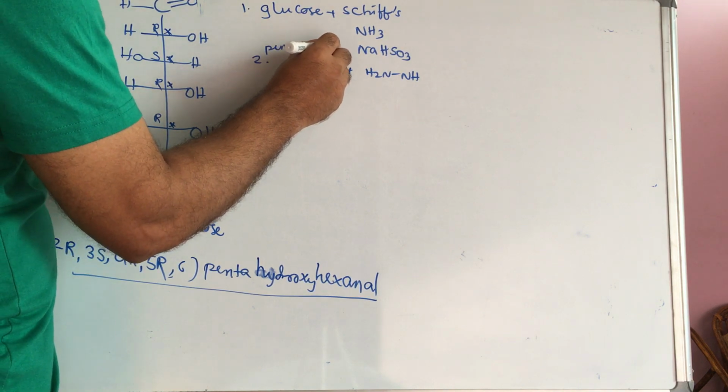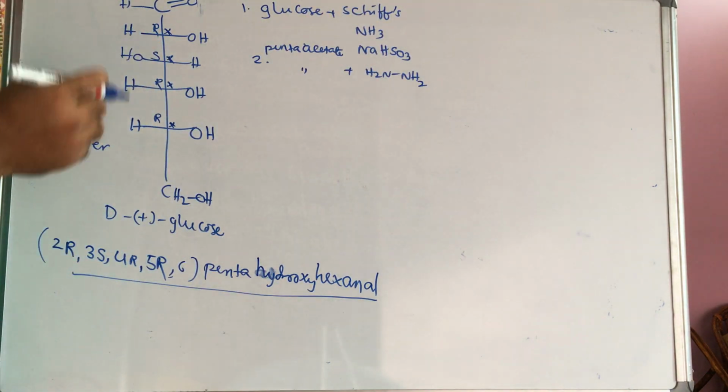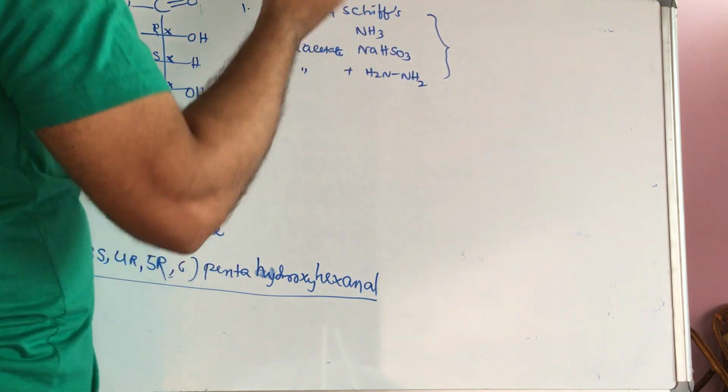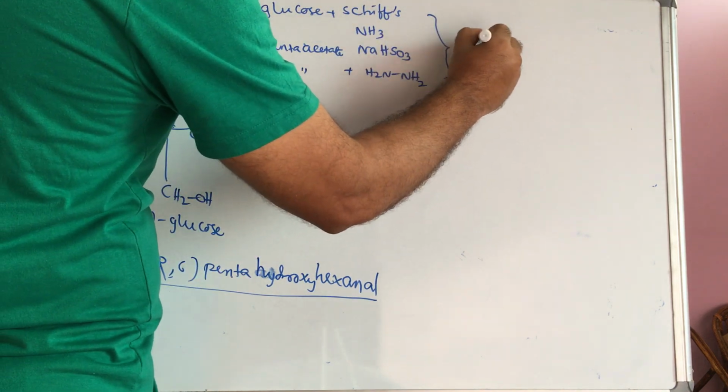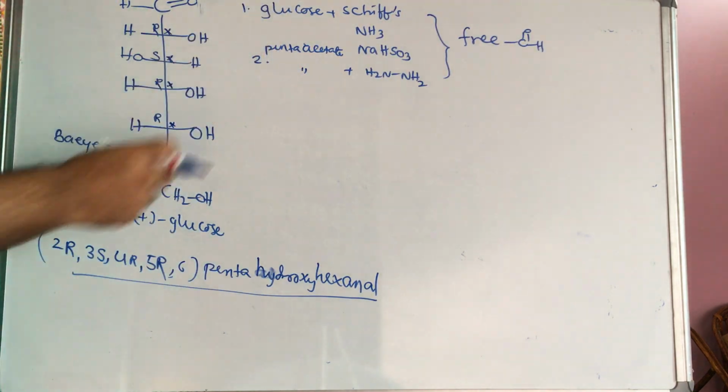Glucose pentaacetate does not react with hydrazine. What is the reason it is not reacting? Based on this reaction, we conclude that there is no free aldehyde group. That's why it does not react.